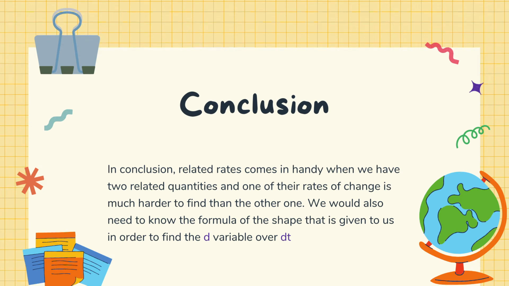Therefore, in conclusion, related rates comes in handy when we have two related quantities and one of their rates of change is much harder to find than the other one. Other than that, we would also need to know the formula of the shape that is given to us in order to find the d variable over dt.